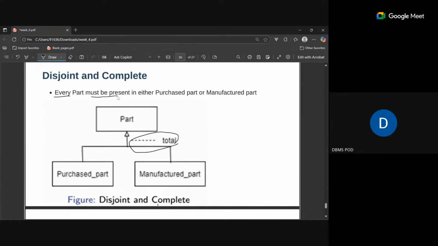Every part must be present in either purchased part or manufactured part. At the same time, a part cannot be in both purchased part and manufactured part. It doesn't make sense either. So it should be either purchased part or manufactured part, and definitely it should be. That is why it's called total.